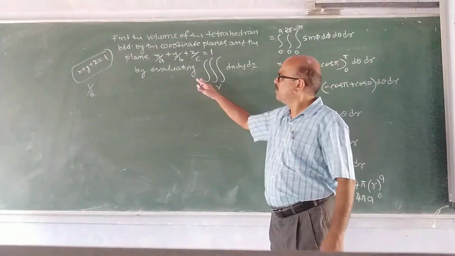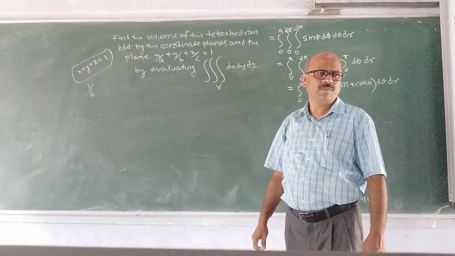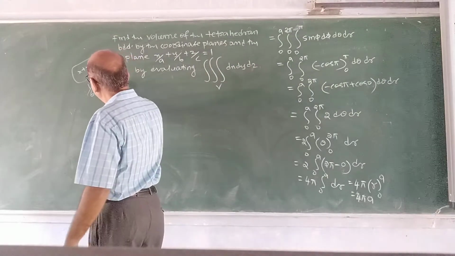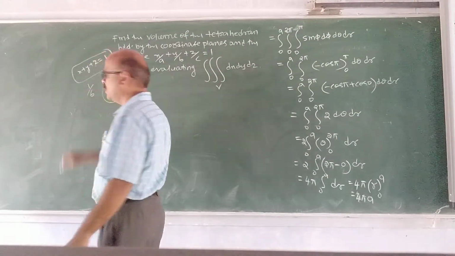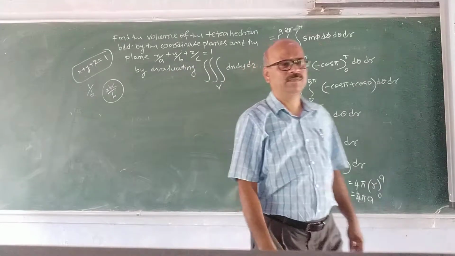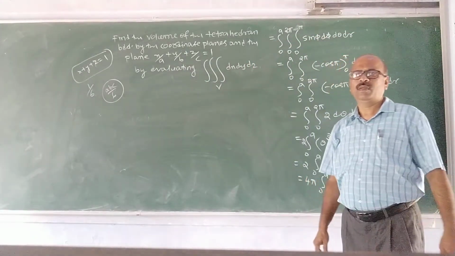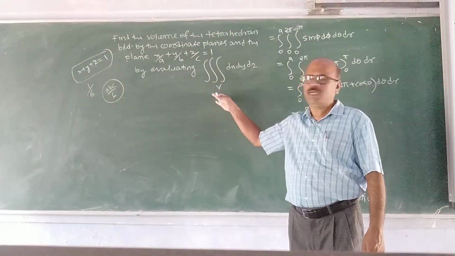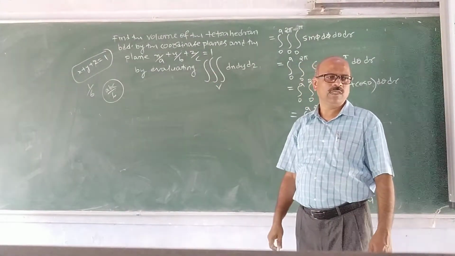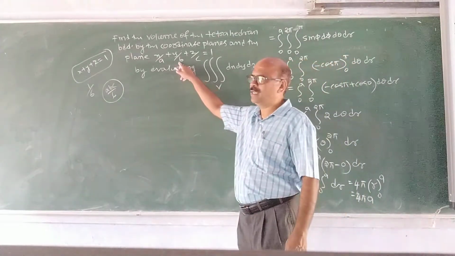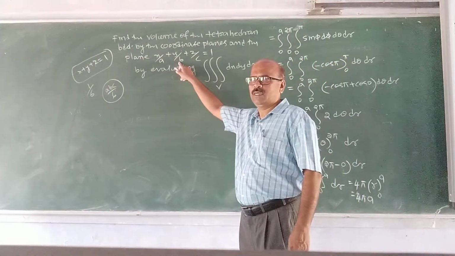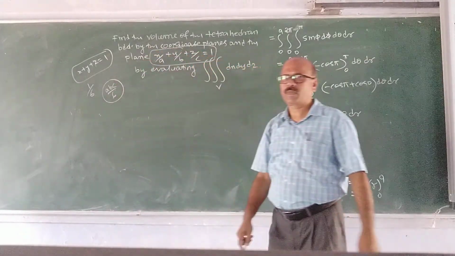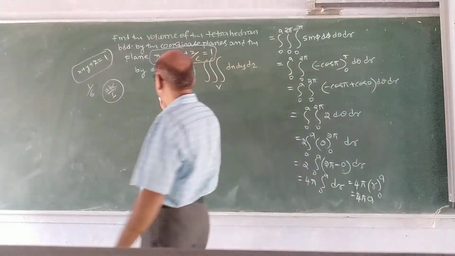Now, can anybody guess what the answer is here? The answer must be abc upon 6. Write this: abc upon 6 is the answer. Take this as an exercise. I have already explained this type of problem, how to express the limits in terms of inequalities. And for the same problem for the tetrahedron, I explained the limits of integration. The only difference is the plane here.